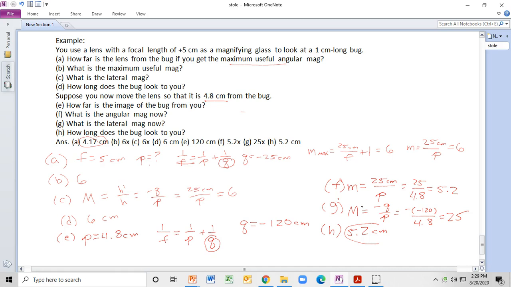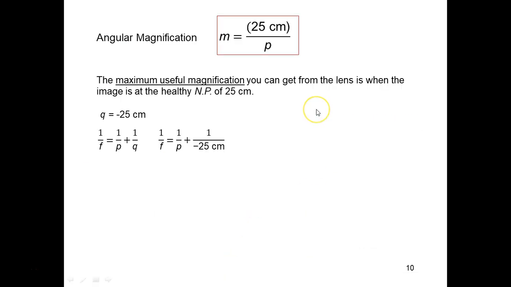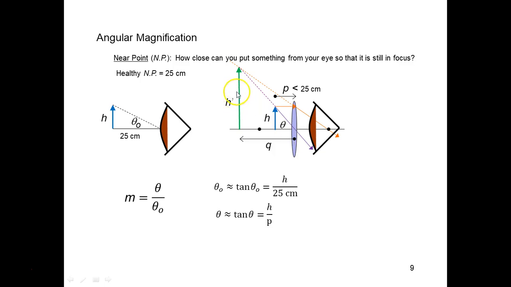So what's happening is, if I go back to my PowerPoint, before, this image was formed 25 centimeters from us. Now it's being formed way over on the left. The actual height of the arrow is really large. It's 25 times longer than the object. But because it is so far away from us now, it only appears 5.2 times larger. So it's the angular magnification that matters.